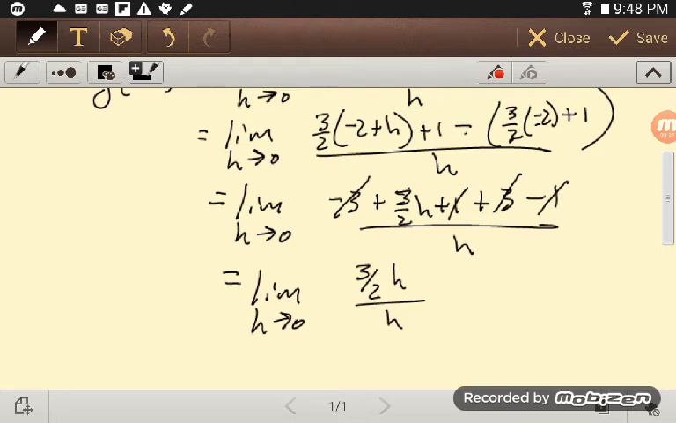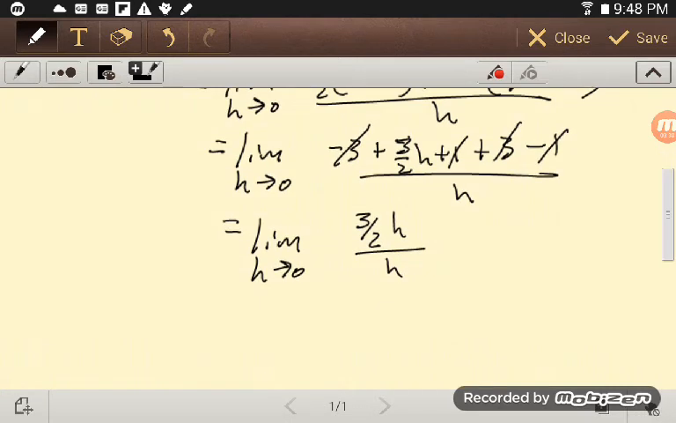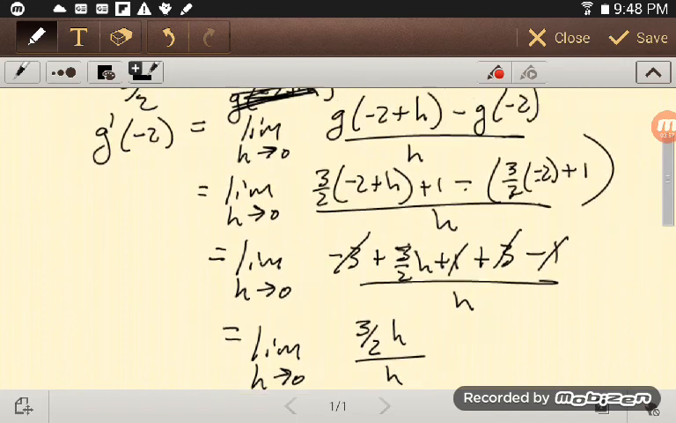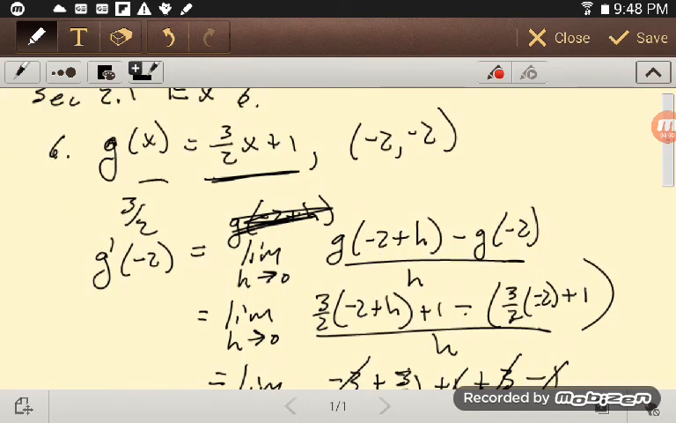Now, I can use my property of limits and factor out the constant, and so that's the limit as h goes to 0 of h over h, which is just 1, and so we get 3/2. So that's using our definition to get to 3/2, but also, it's 3/2 because it's a straight line. So, okay, that is number 6.